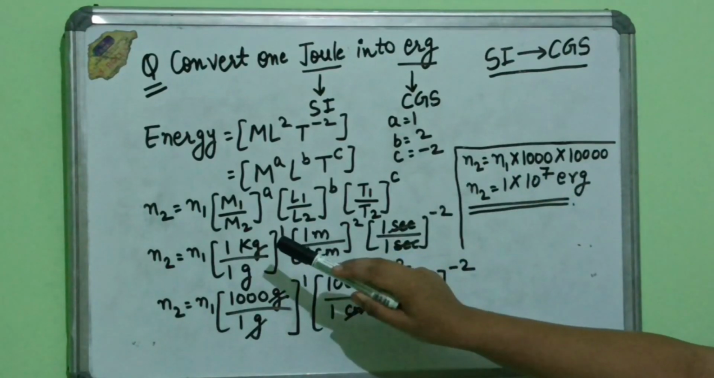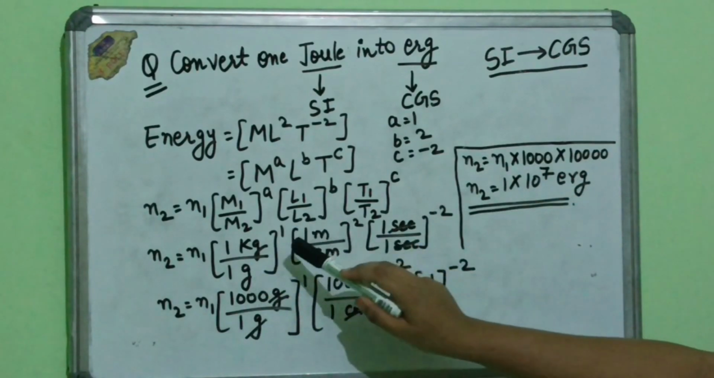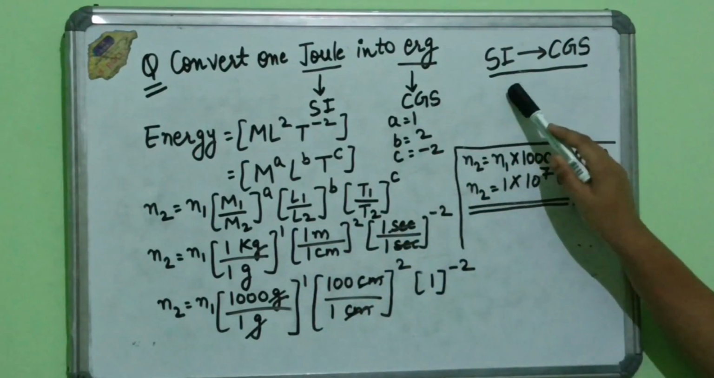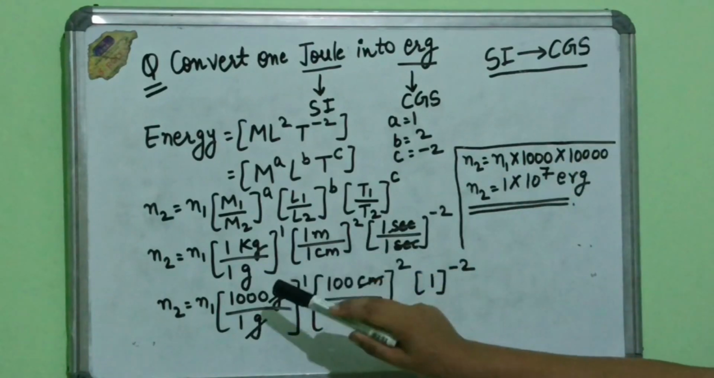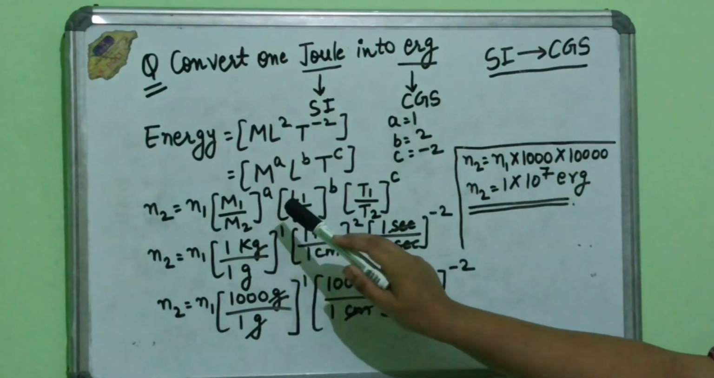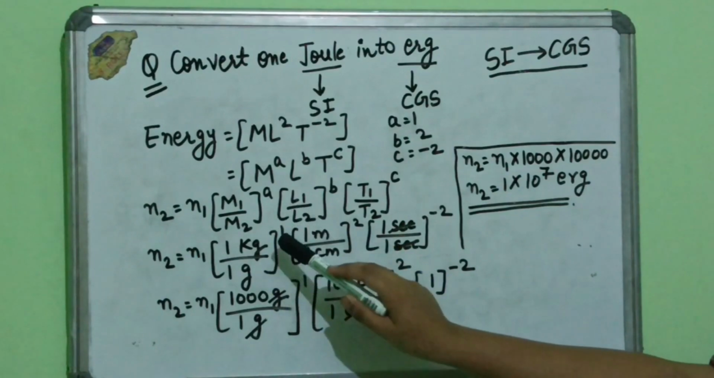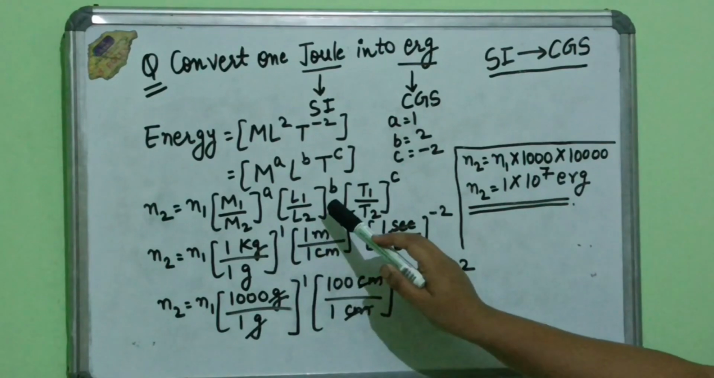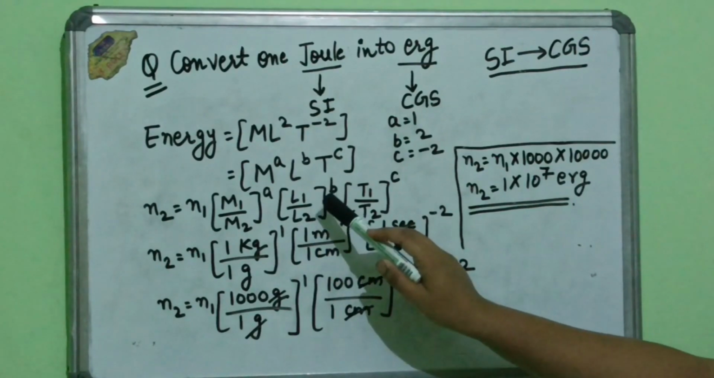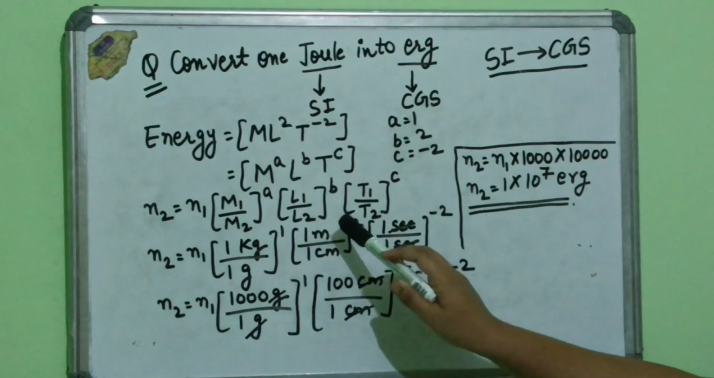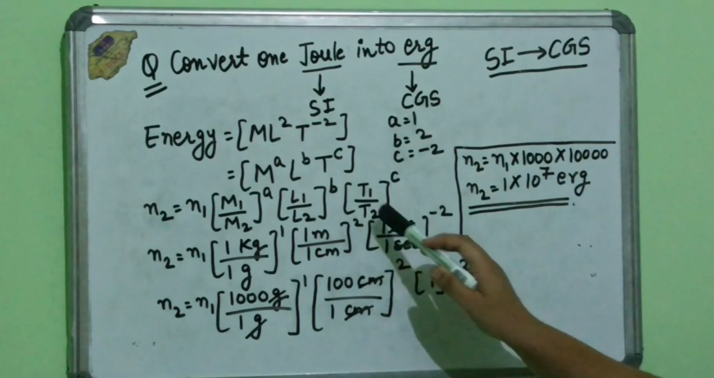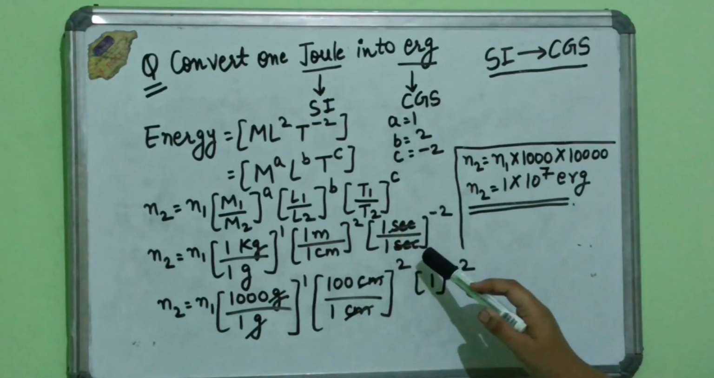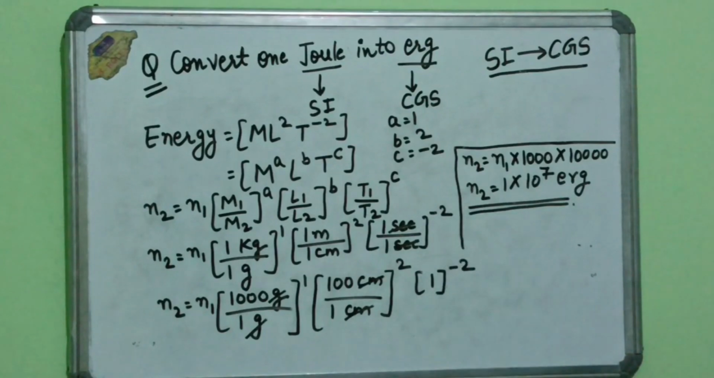Now let's use the formula, which is n2 is equal to n1 into M1 upon M2 to the power a, L1 upon L2 to the power b, T1 upon T2 to the power c. We have to convert from SI unit to CGS unit. So n2 is equal to n1. We know that M is mass, and the SI unit of mass is 1 kg and the CGS unit of mass is 1 gram. The value of a is 1. Now let's talk about the next quantity, which is length. The SI unit of length is 1 meter and the CGS unit of length is 1 centimeter. The value of b is 2. The SI unit of time is 1 second and the CGS unit of time is also 1 second. The value of c is minus 2.